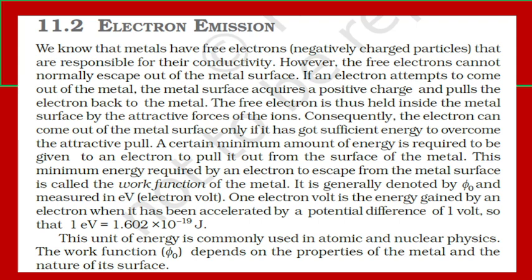And this minimum energy required by an electron to escape from the metal surface is called the work function of the metal. It is denoted by phi 0, and the energy is measured in electron volt. This electron volt energy unit is used in atomic physics and nuclear physics. What is the value of 1 electron volt? That also we have understood, that is 1.6 into 10 to the power of minus 19 joule.